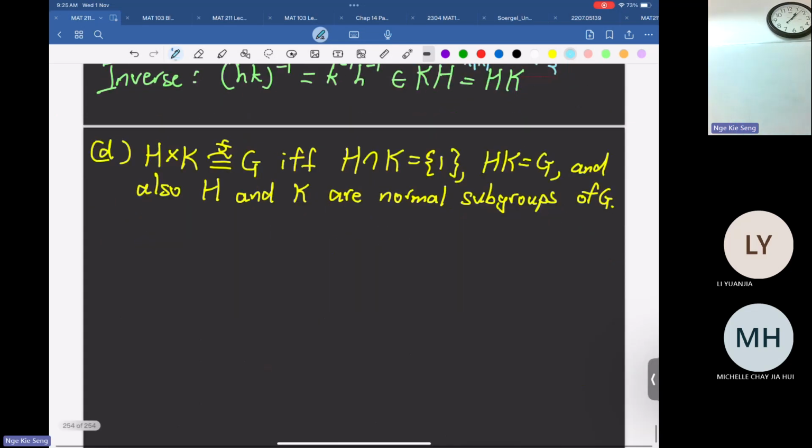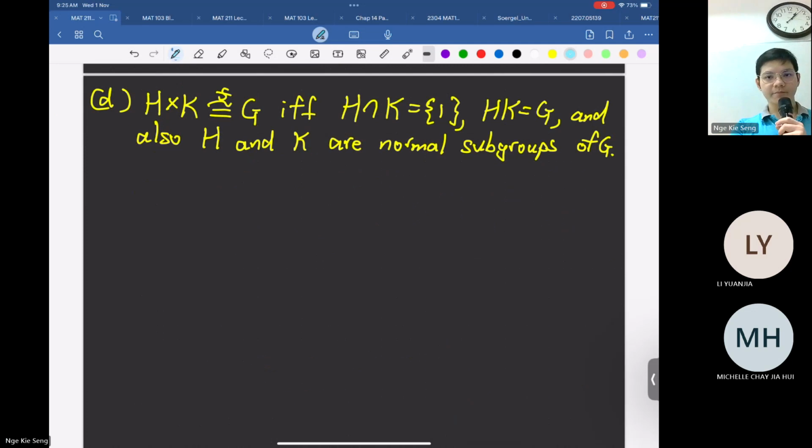Should we prove D here? You want to prove D? D is a bit long. Okay, let's prove D, right to left. If I have all these properties here, can I prove that F is an isomorphism or not? Can I do it?